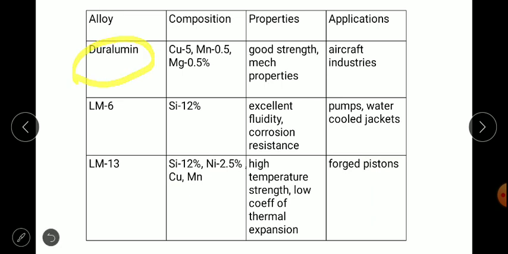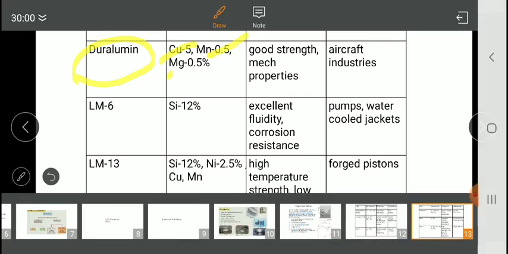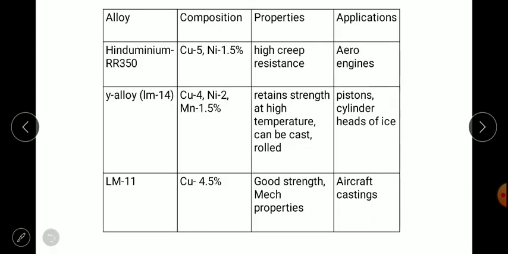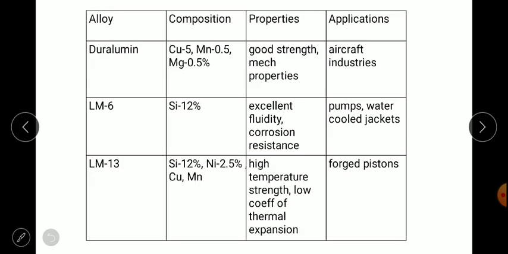Again it contains copper, manganese and magnesium. It is another type of duralumin, because one we discussed was LM11 and this one is duralumin specific. So it has good strength and mechanical properties. Again the application is aircraft industries. It contains manganese and magnesium, whereas earlier it was only copper.